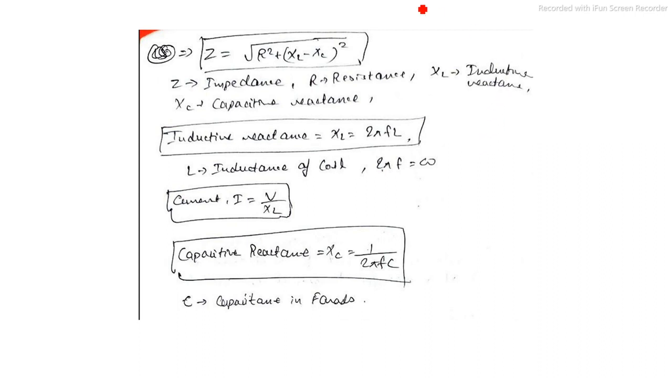So just remember this formula, that the formula for impedance is root under R square plus (XL minus XC) square. And how can we find the inductive reactance? It is 2 pi f into L, where L is the inductance of the coil and 2 pi f is equal to omega, that is angular velocity. And capacitive reactance we can find by 1 by 2 pi f C, where C is the capacitance in farads. Just remember this formula. If any other question is asked based on this formula, you can directly apply it.